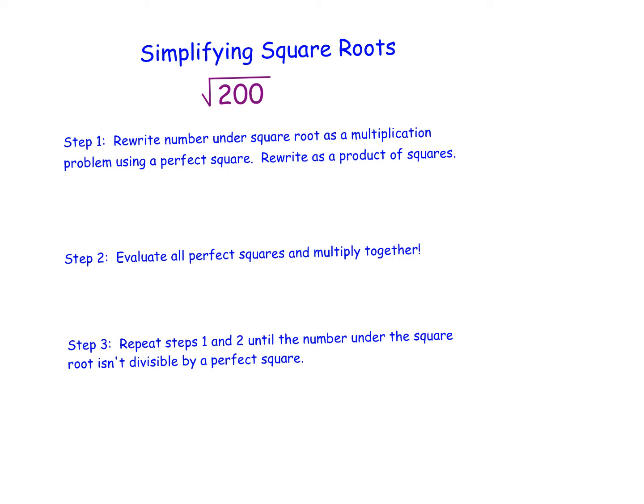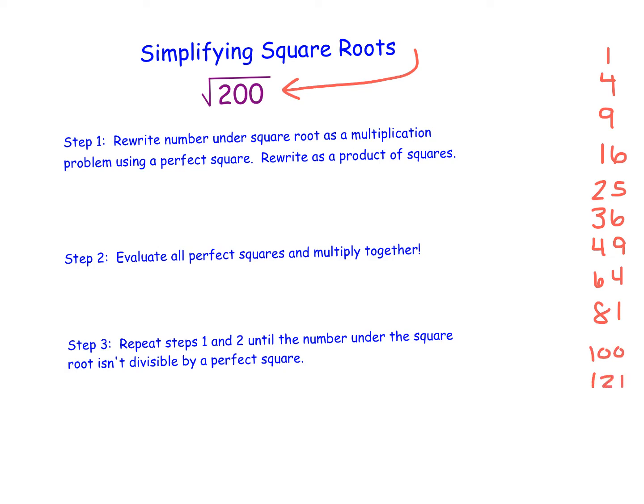Now the best way to learn how to simplify square roots is to just jump in and do a couple of examples. The first thing we're going to do is check and see if the square root of 200 is fully simplified or can be simplified further. Remember, if a square root is fully simplified, the number underneath the square root will not be divisible by any perfect square. So I'm going to list out my perfect squares: 1, 4, 9, 16, 25, 36, 49, 64, 81, 100, 121, 144, and so on.